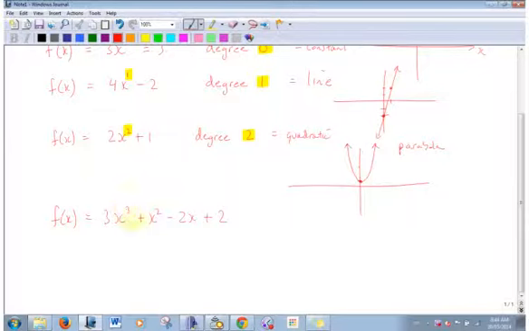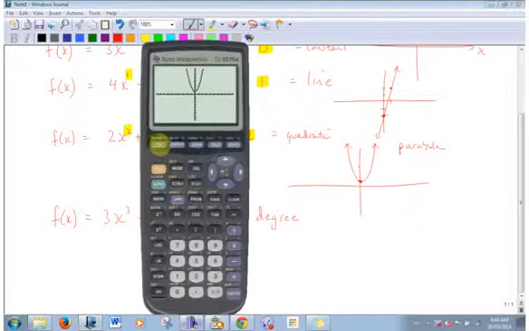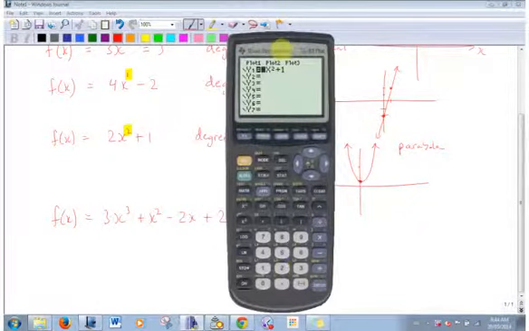The leading coefficient is the one that matters. That's what dictates the shape. I know it's got an x squared in here, but it doesn't look like a parabola. It's got an x term, but it doesn't look like a line. And it's got a constant, and it doesn't look like a line. The cubed is what makes it look like that funky shape. So let's just put that thing in and see what happens.